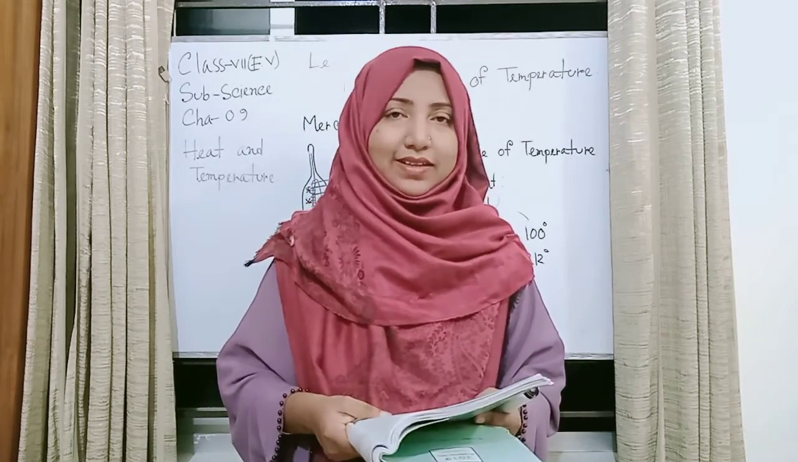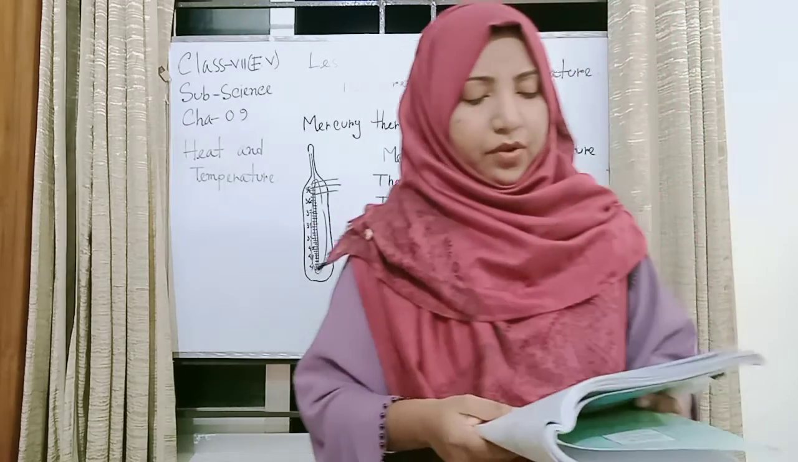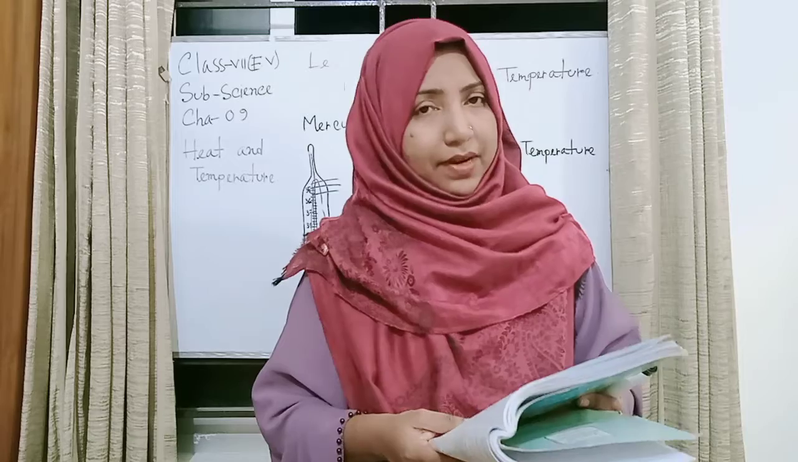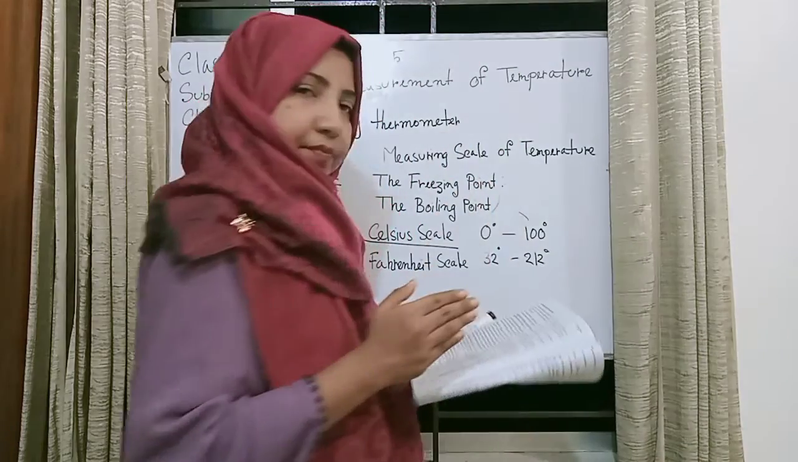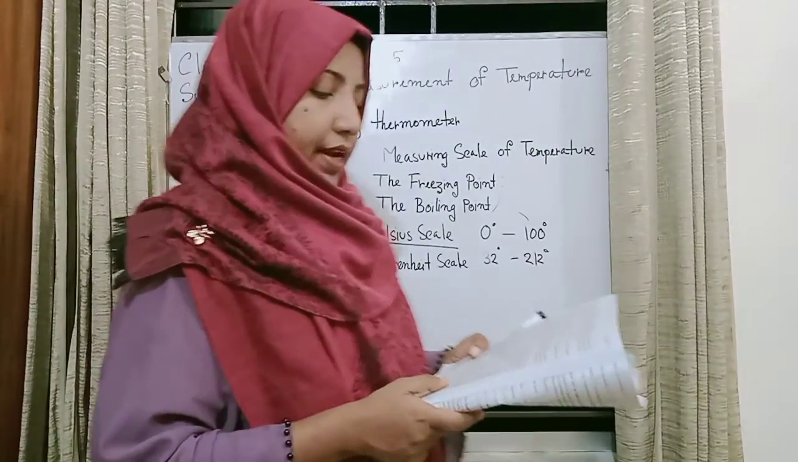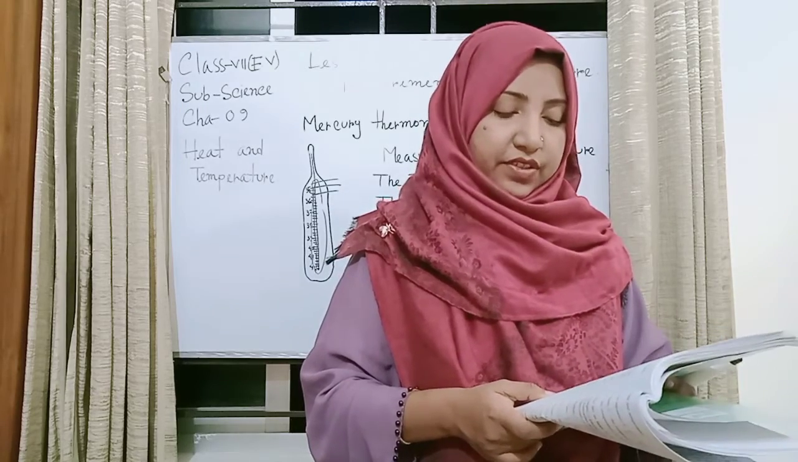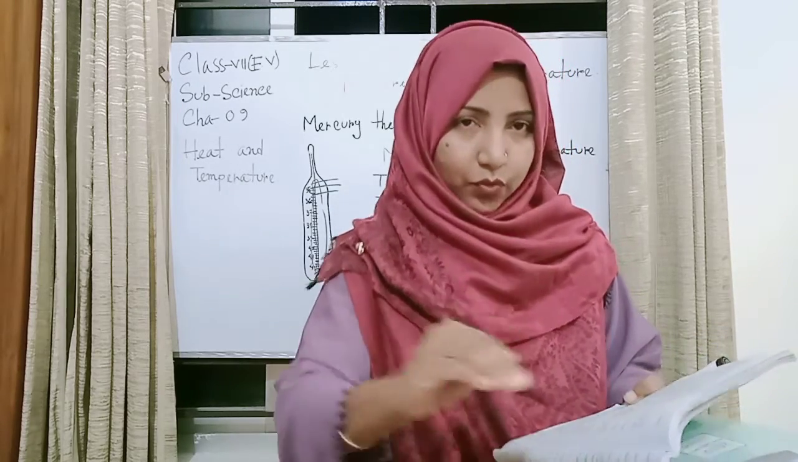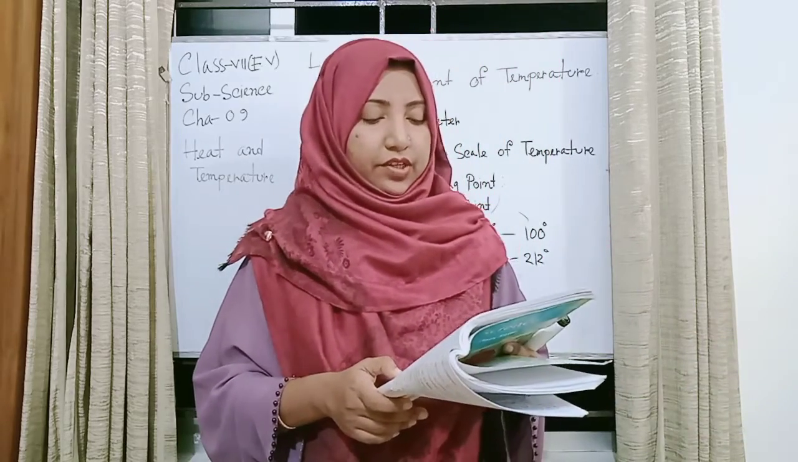What's the meaning and the definition of the Celsius scale? The freezing point in this scale is marked 0 degree and the boiling point is marked 100 degree. The interval between the 2 points is divided into 100 equal divisions. Each division is called 1 degree Celsius.